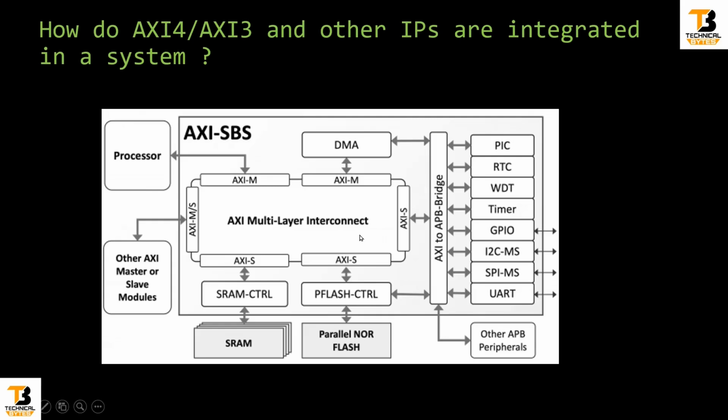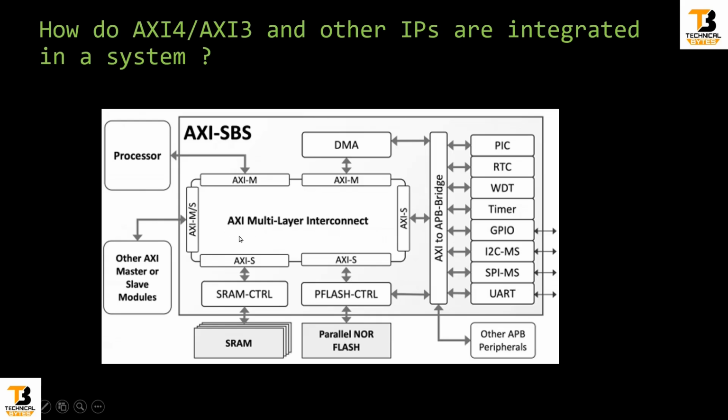Now just for your information, some of the IPs do not directly support the AXI bus. They support APB, and this is the most common and practical use case. So in this example I have taken a few IPs which are supporting APB, not AXI directly. For example, UART is one example, timer, GPIO, SPI, I2C. Then what we do in that case is we put a converter, an AXI to APB bridge, in between. And through this bridge, all these IPs which are supporting APB will be connected to our AXI interconnect.